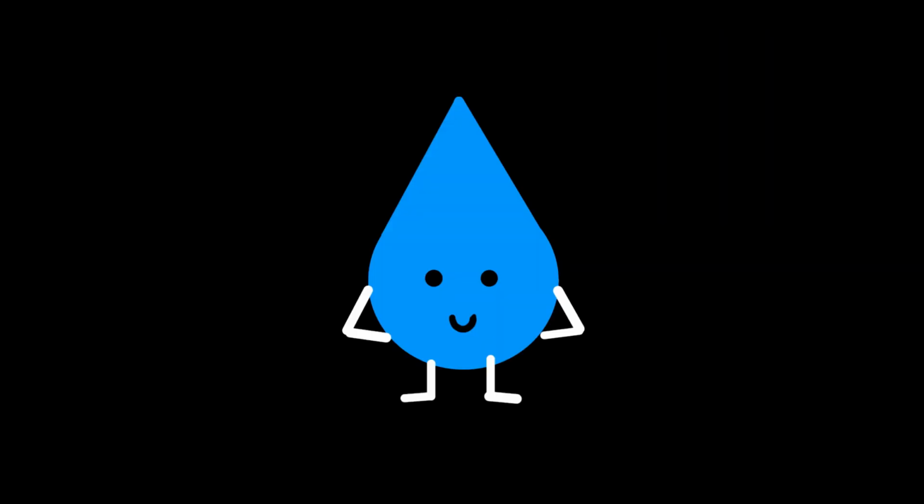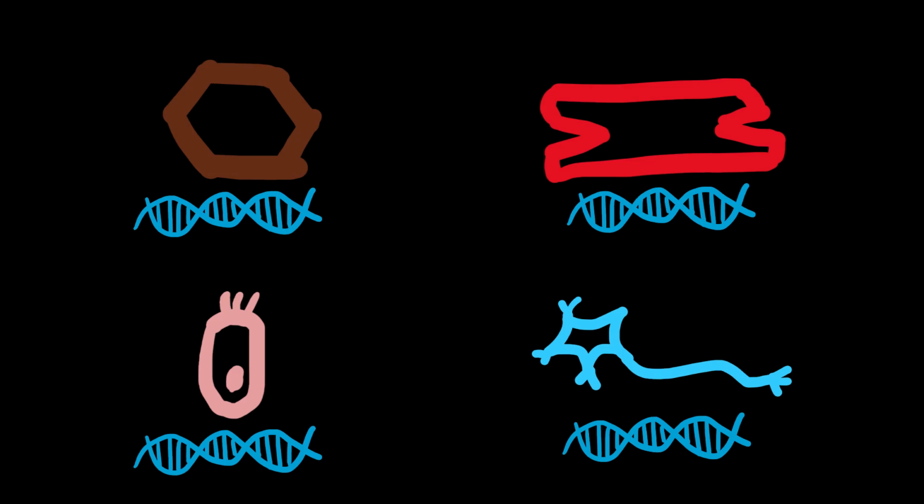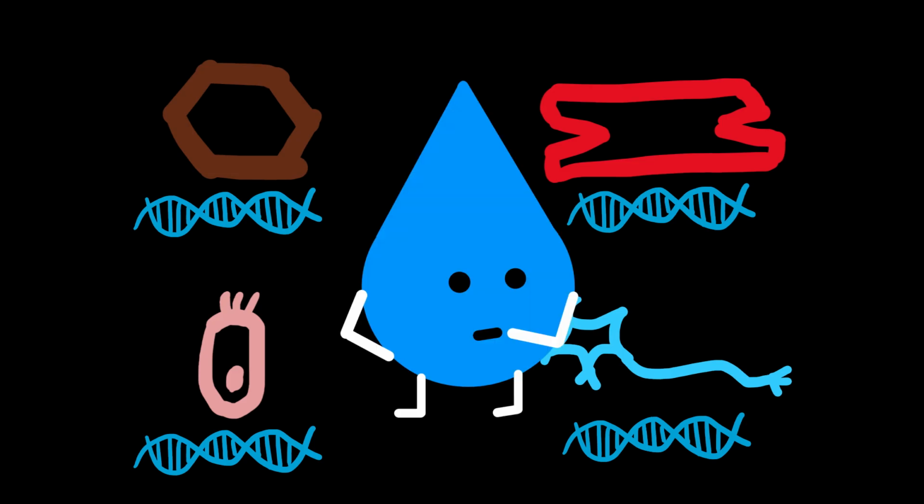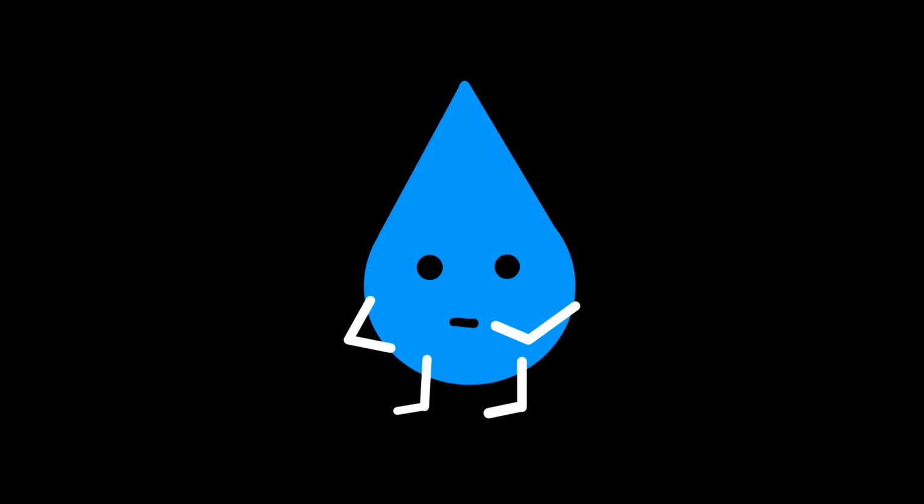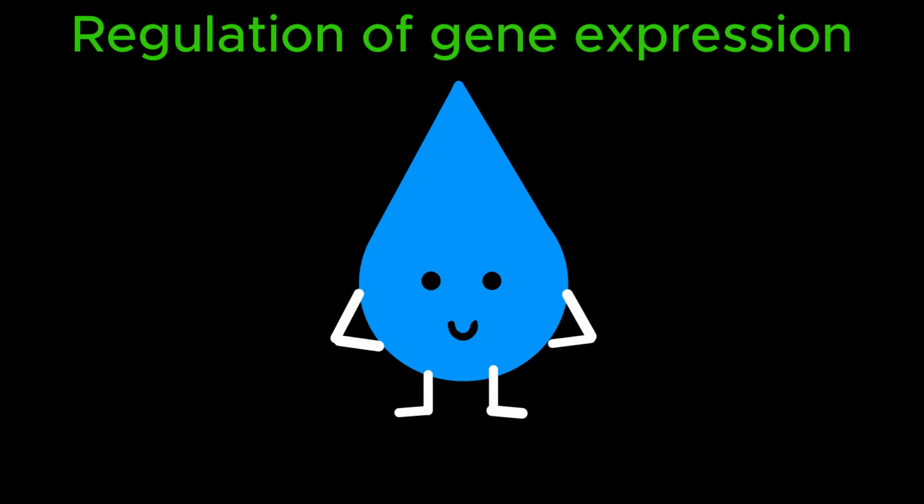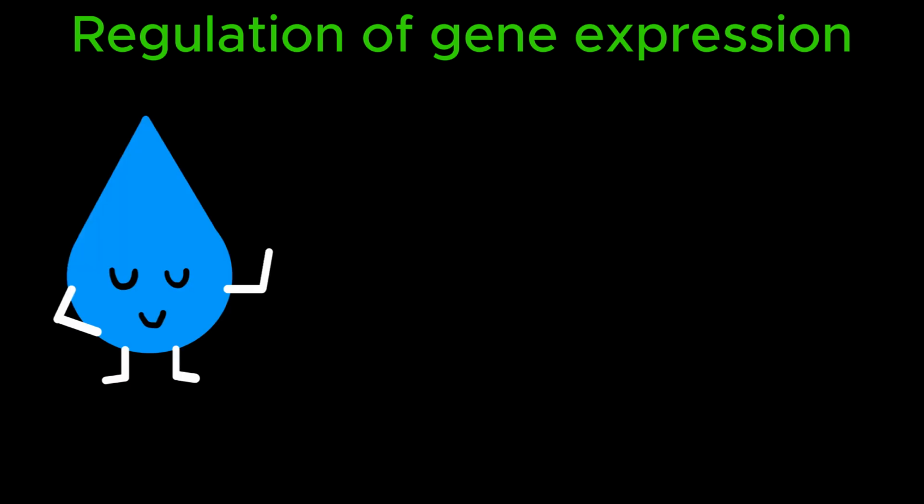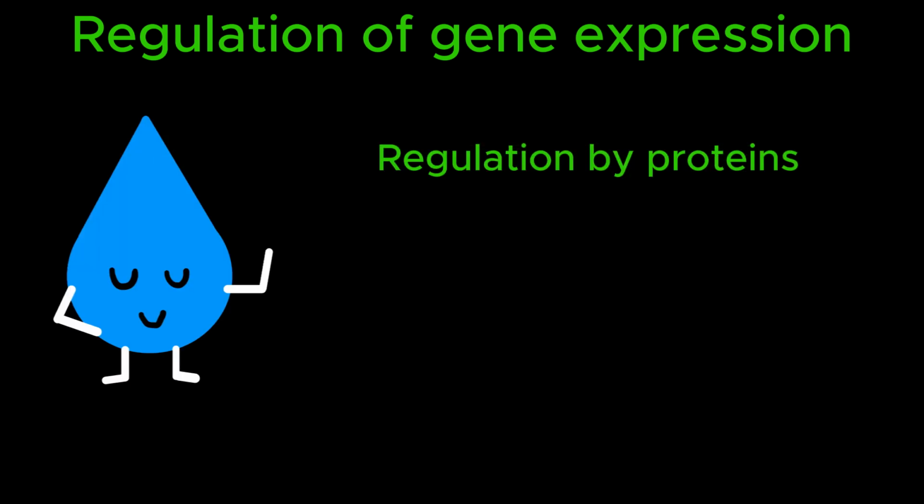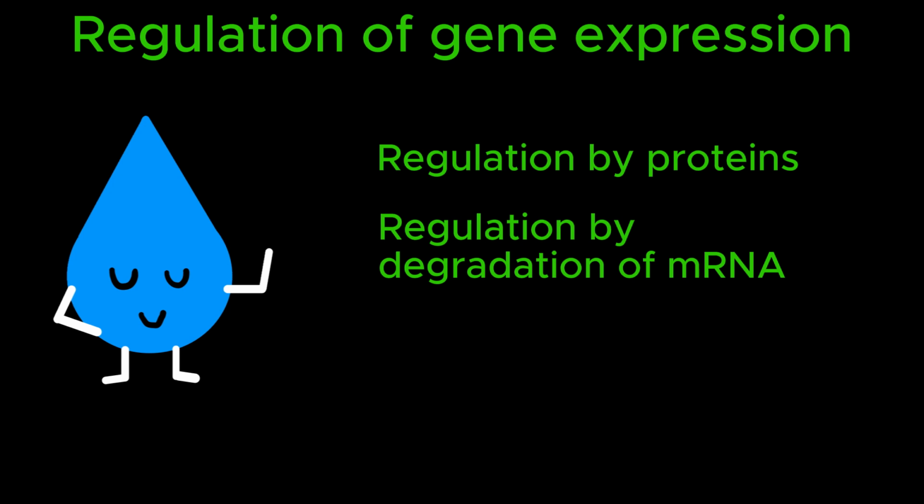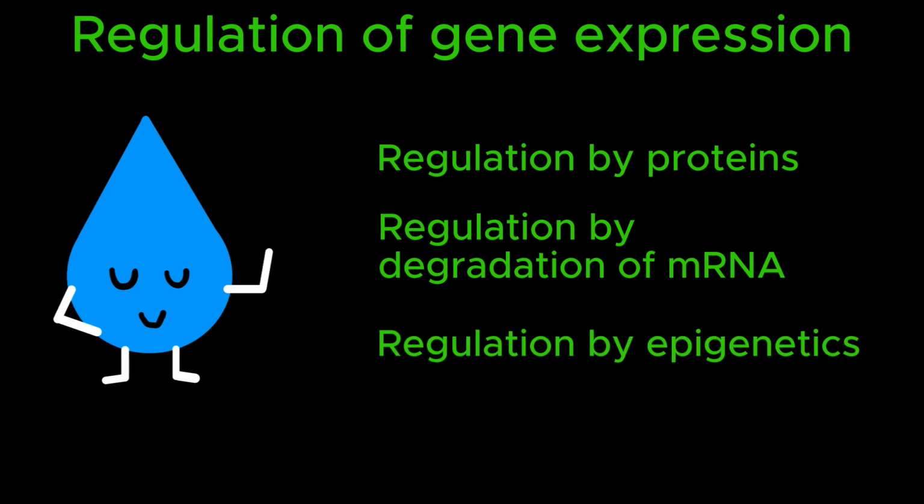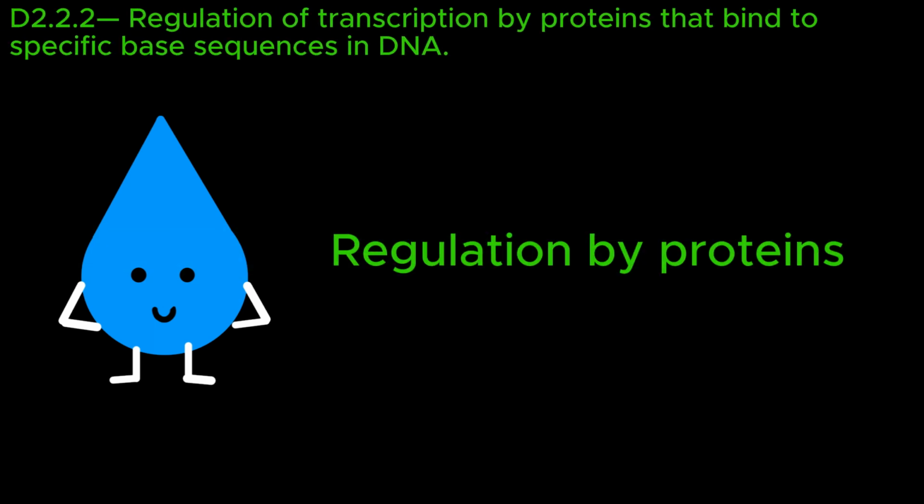Here's a question for you to think about. The genome is identical in almost all your cells, so how can they produce different sets of proteins? This is why we need regulation of gene expression. We will be talking about regulation by proteins, regulation by degradation of mRNA, and regulation by epigenetics. Let's start with regulation by proteins.